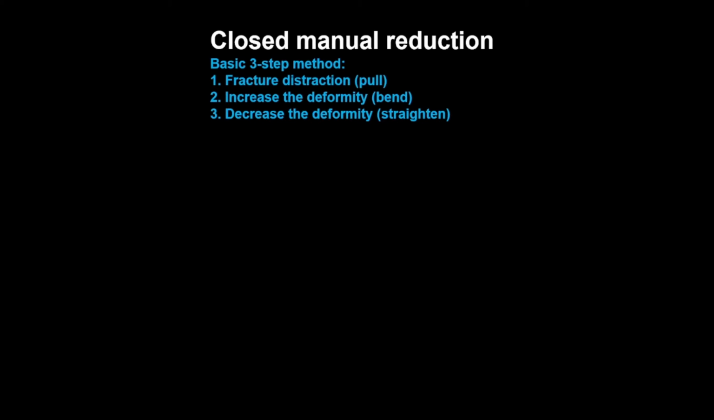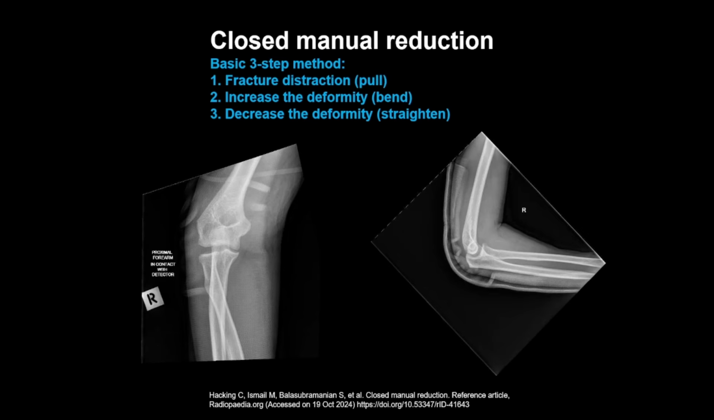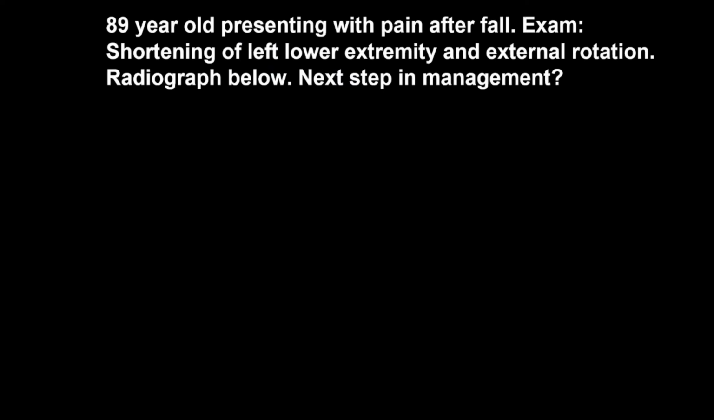So the basic 3-step method for orthopedic manual reduction involves 1, distraction of the fracture. Essentially, you want to provide traction and pull. You want to increase the deformity by bending, and then you want to decrease the deformity by straightening out the fracture, the dislocation or fracture. So here are pre and post films of the manual reduction. You can see the appropriate reduction of the dislocation.